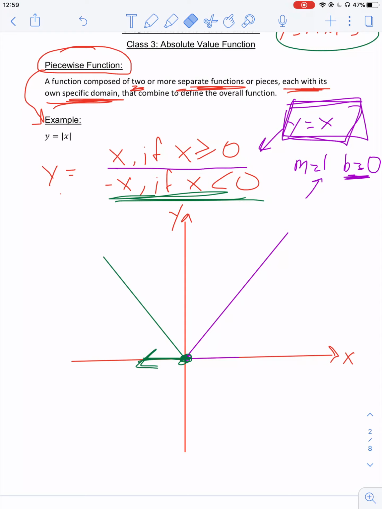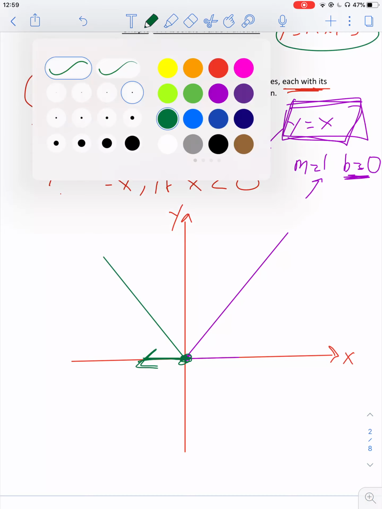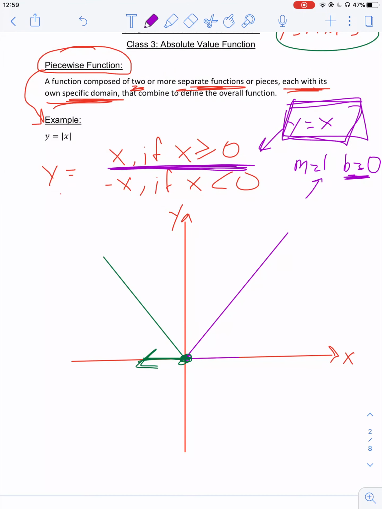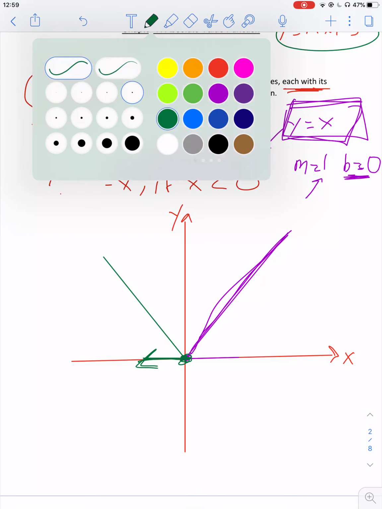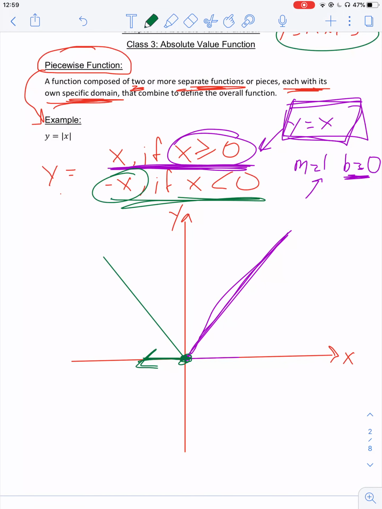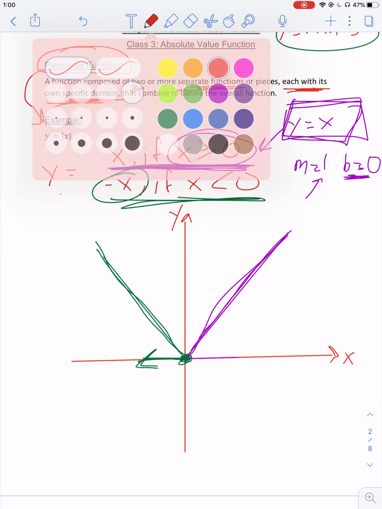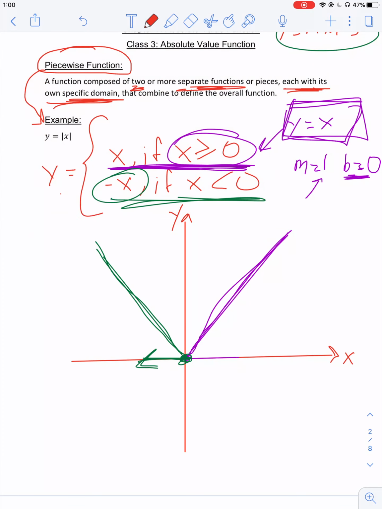This one, let me clean this up a little bit. So this one here in purple, right? This is your first function, y equals x, but it's only defined for x greater than or equal to 0, okay? So it's this branch over here. And the second branch is this one in green, and your function is minus x, and it's defined for when x is less than 0, okay? So we're talking about this branch over here. So you can see, if you graph the two piecewise functions separately, then you have your absolute value function. Okay, so that's one way of doing it.